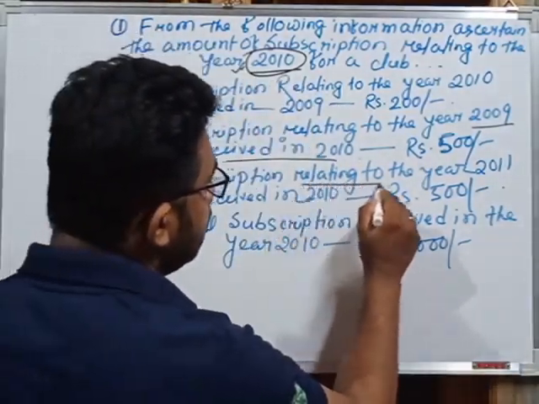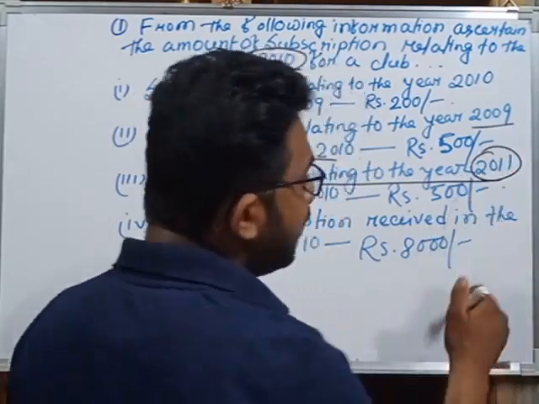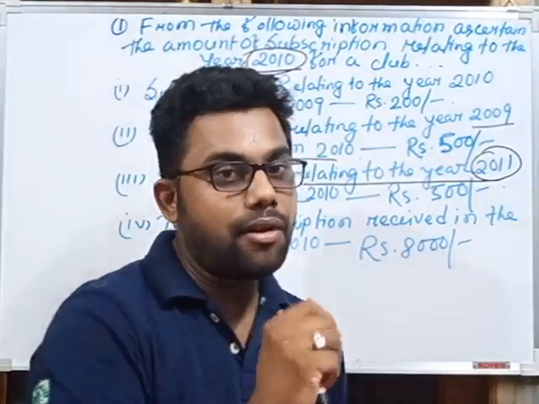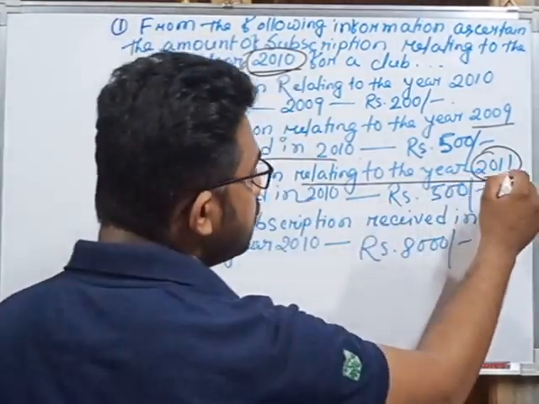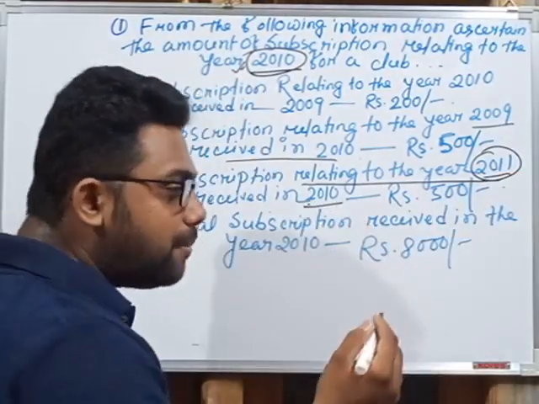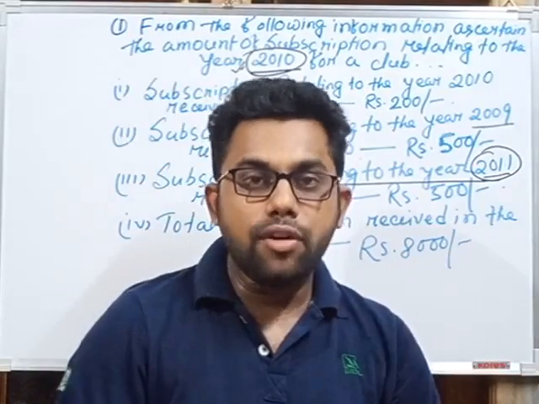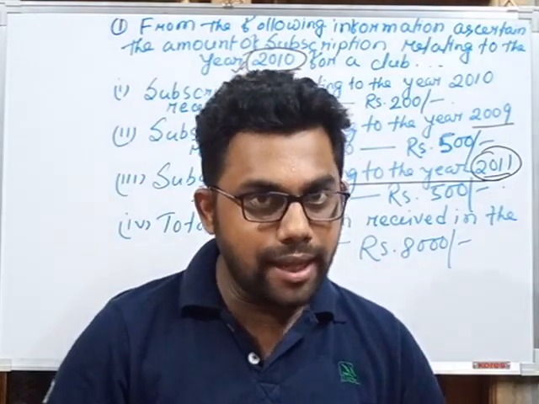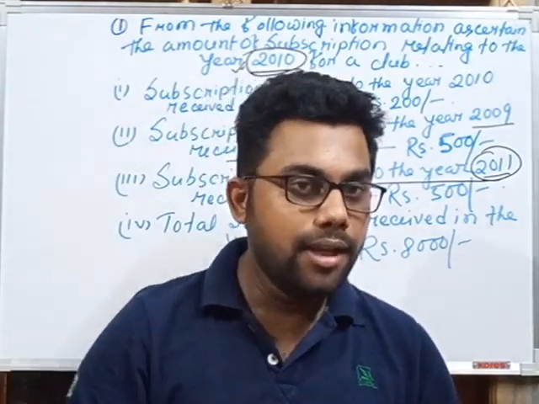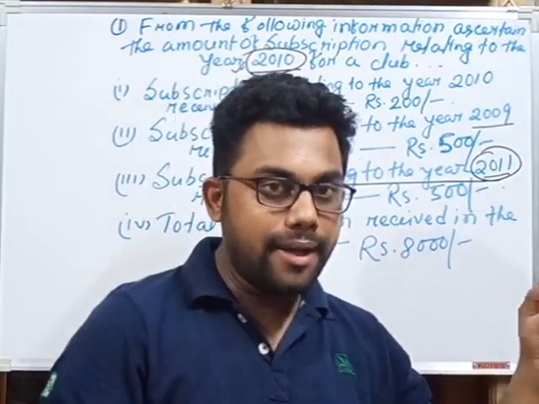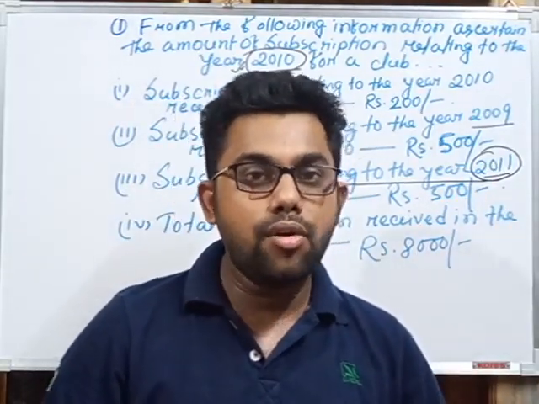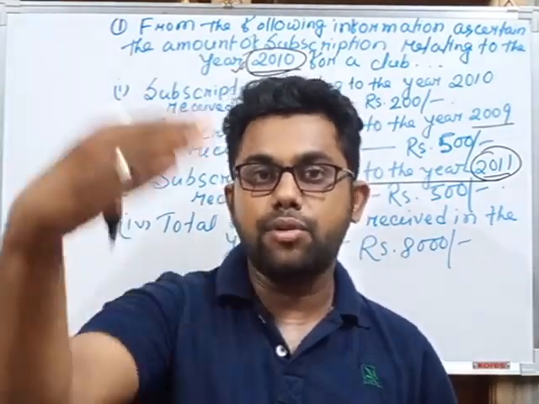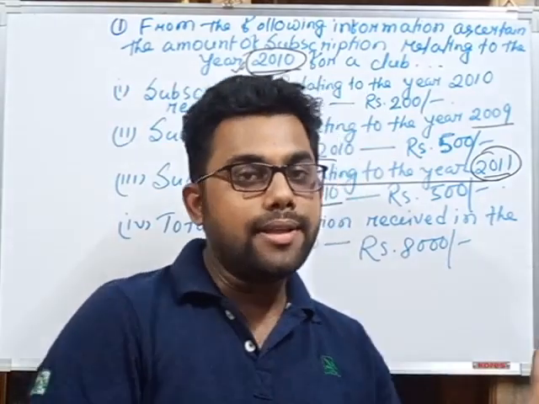Next, subscription relating to the year 2011. If the current year is 2010, then 2011 is our future year. That means subscription relating to the year 2011 received in 2010. While paying subscription, some members have paid for 2010 but for 2011 also. As it is relating to 2011 and received in the current accounting year, it is not the income for the current accounting year, it is the income for the future accounting year, that means for 2011. So we will less that item.